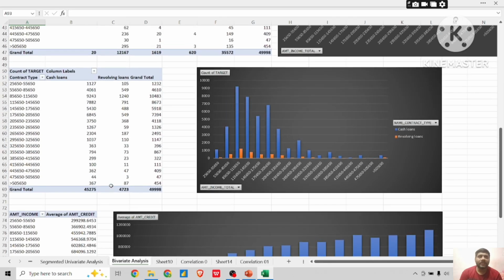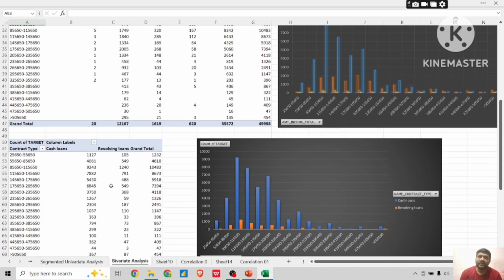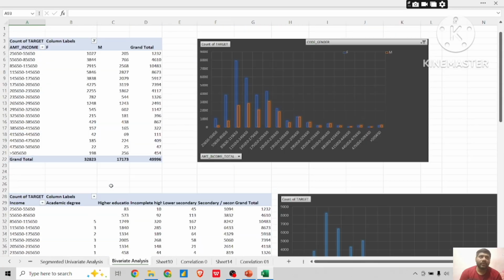Loan type versus income, cash versus revolving loans. Here we can compare contract type, cash loans versus revolving loans, against different income types. Cash loans are more common across all income groups, but what stands out is that the most default happens within the middle income segments. Gender versus income.